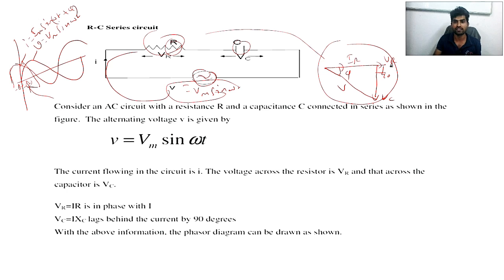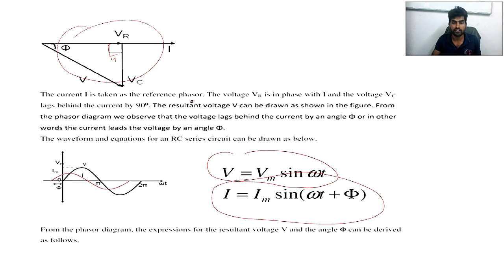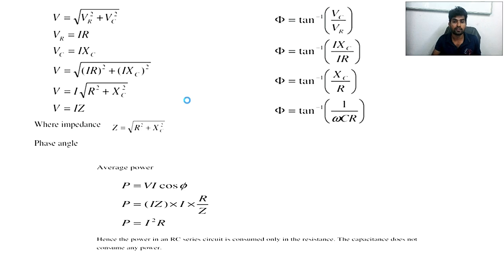For resistance, current and voltage are in phase with each other. For capacitance, see, current leads, voltage lags. This is the vector diagram. Okay. See here, current leads voltage by an angle of 90 degrees for VC, and this is phi. This is the total voltage. This is VR. So V is equal to Vm sin omega t. I is equal to Im sin (omega t plus phi) for the capacitor. Okay. So this is the equation. I'll just draw the vector diagram. So this is the vector diagram. This is VC and this is VR and this is the total voltage, this is phi.